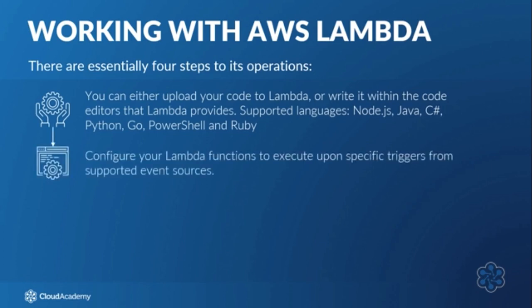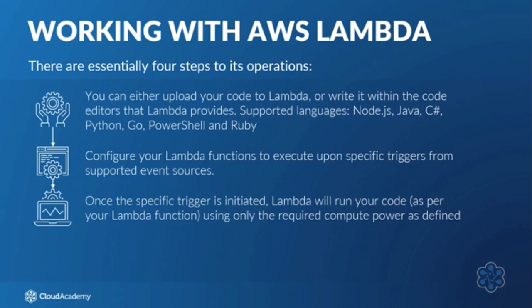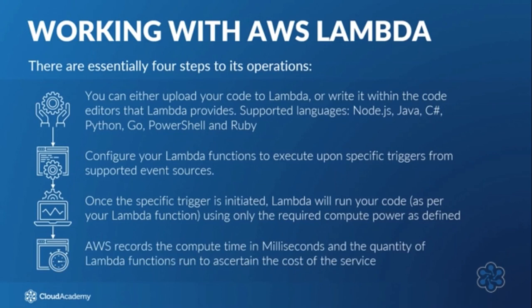Once your code is within Lambda, you need to configure Lambda functions to execute your code upon specific triggers from supported event sources, such as S3. As an example, a Lambda function can be triggered when an S3 event occurs, such as an object being uploaded to an S3 bucket. Once the specific trigger is initiated during your normal operations of AWS, AWS Lambda will run your code as per your Lambda function, using only the required compute power as defined. Later in this course, I will cover more on when and how this compute power is specified. AWS records the compute time in milliseconds and the quantity of Lambda functions run to ascertain the cost of the service.